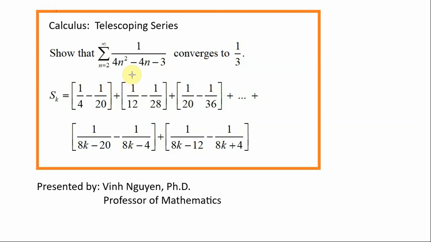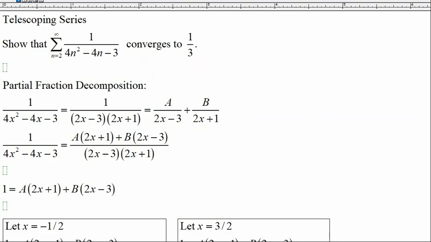Here we have an infinite series with the expression 1 over 4n squared minus 4n minus 3, and I want to show that this infinite series converges to 1/3. So the first thing we want to do is decompose the expression 1 over 4n squared minus 4n minus 3.